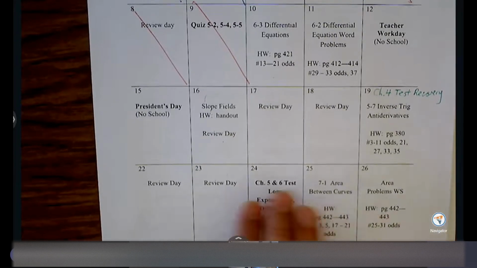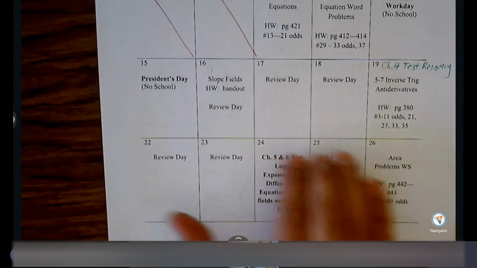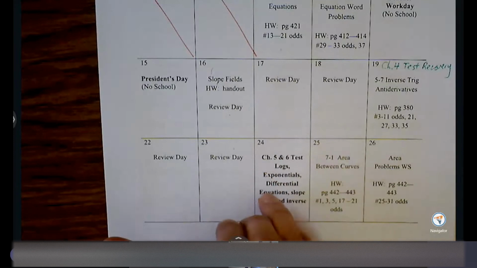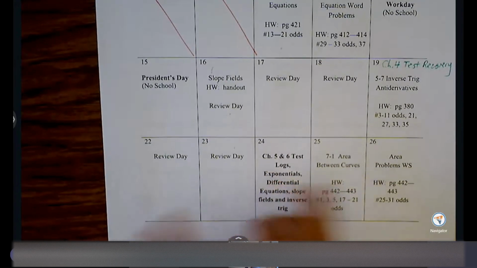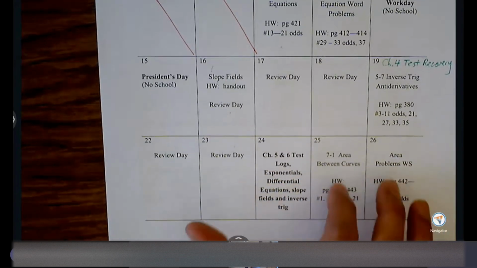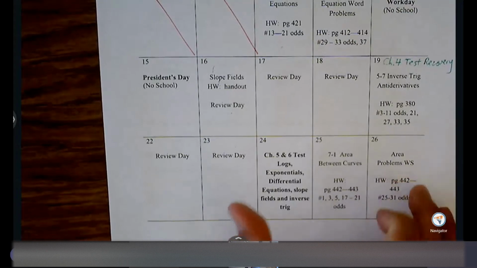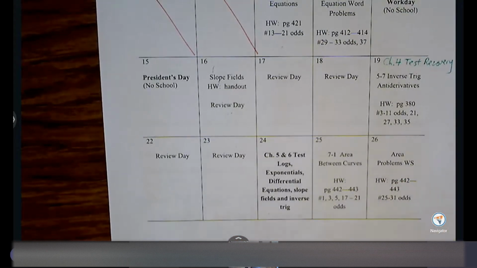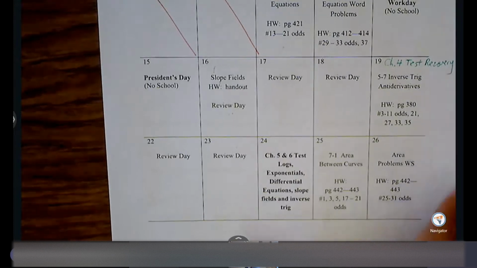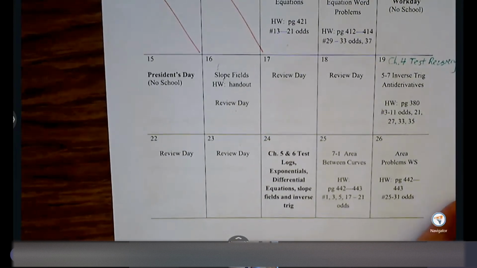Either way, we should be able to complete this second to last unit before March hits. Then at the end of February, beginning of March, we'll have our final unit, Chapter 7, and then we can circle back and begin our AP review before spring break.